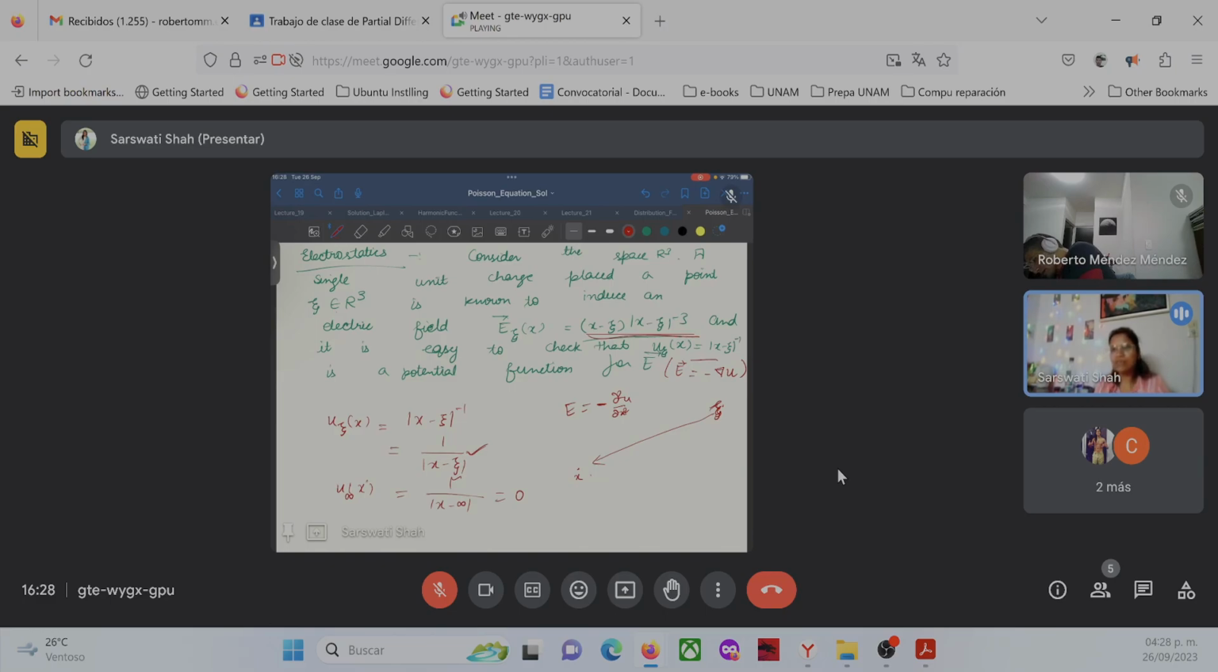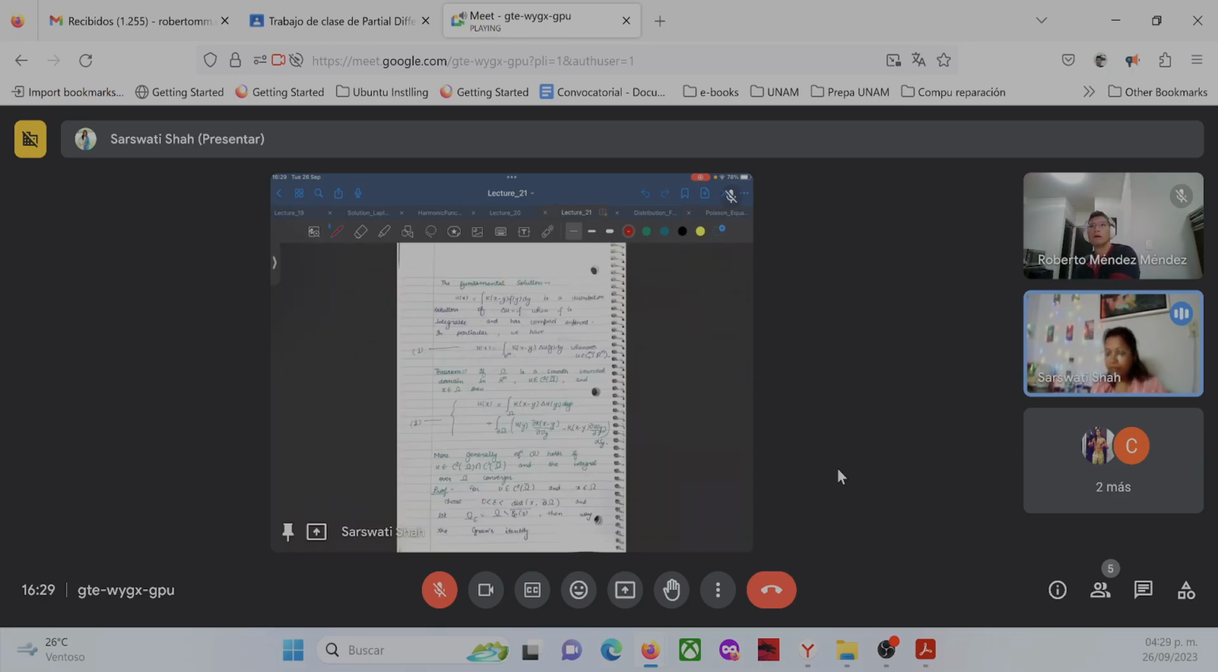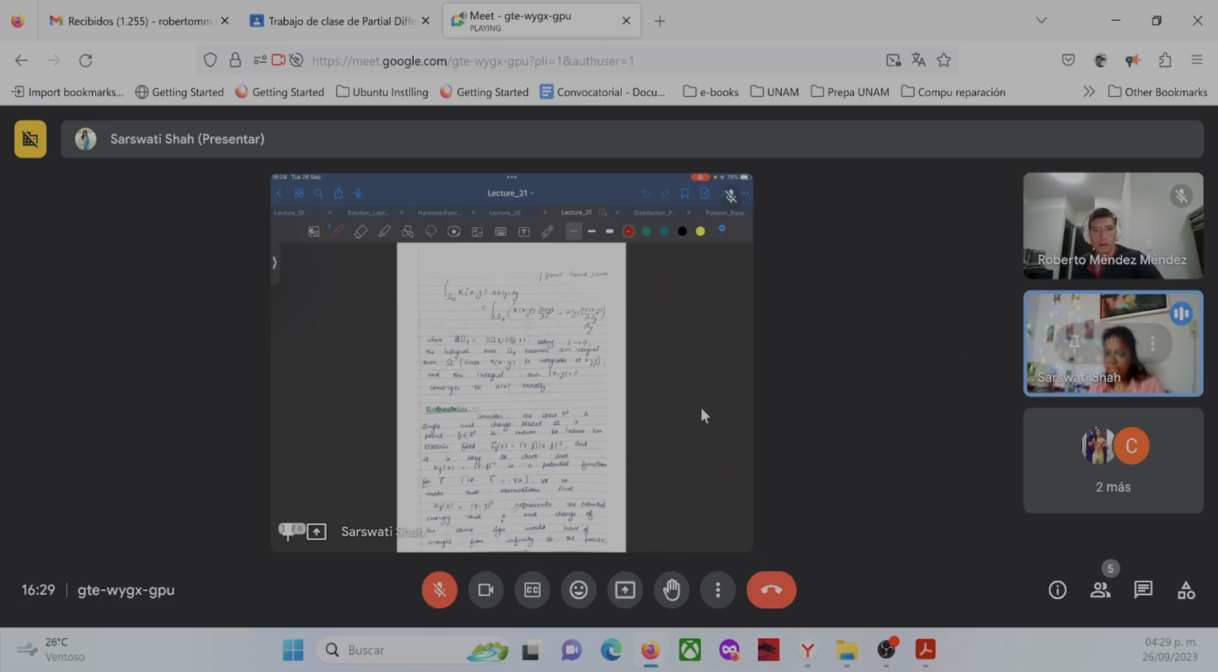That is the Poisson equation basically. It represents the potential energy that a unit charge of the same sign would have if brought from infinity to the point x. So basically, let me explain in the same way which I have written in your notes.